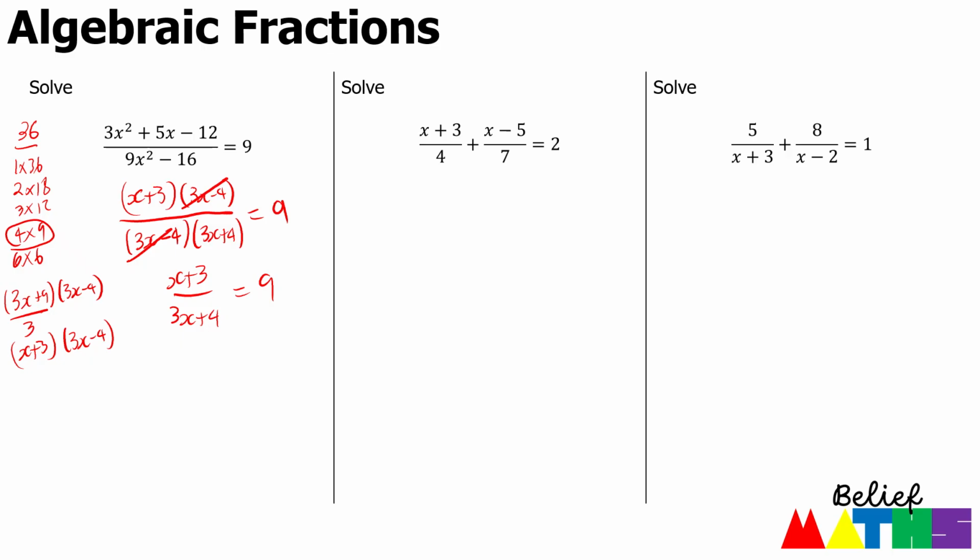And now we can just solve that. We can bring the denominator across and multiply by 9. And we get x plus 3 is equal to 3 times 9 is 27x, and then 4 times 9 is 36.